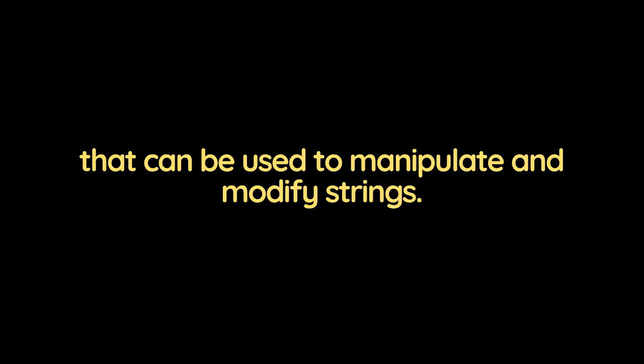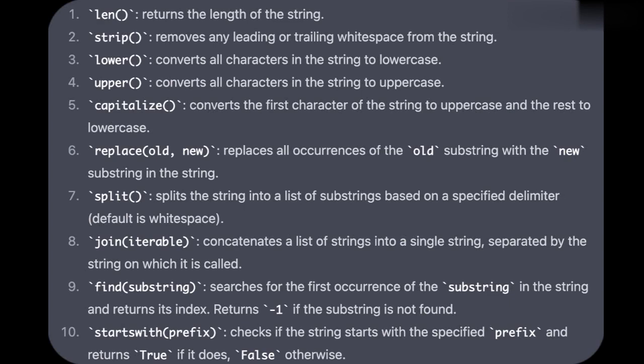Python has a rich set of built-in string methods that can be used to manipulate and modify strings. Here are some commonly used string methods in Python. Len returns the length of the string. Strip removes any leading or trailing whitespace from the string. Lower converts all characters in the string to lowercase.